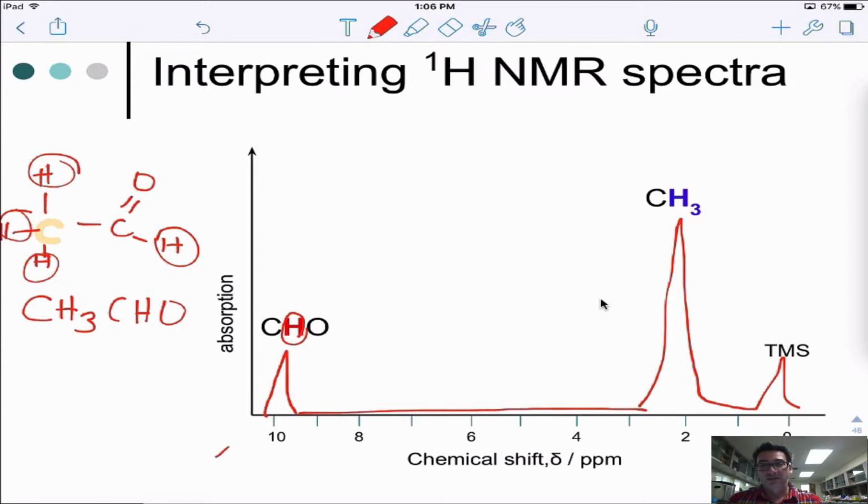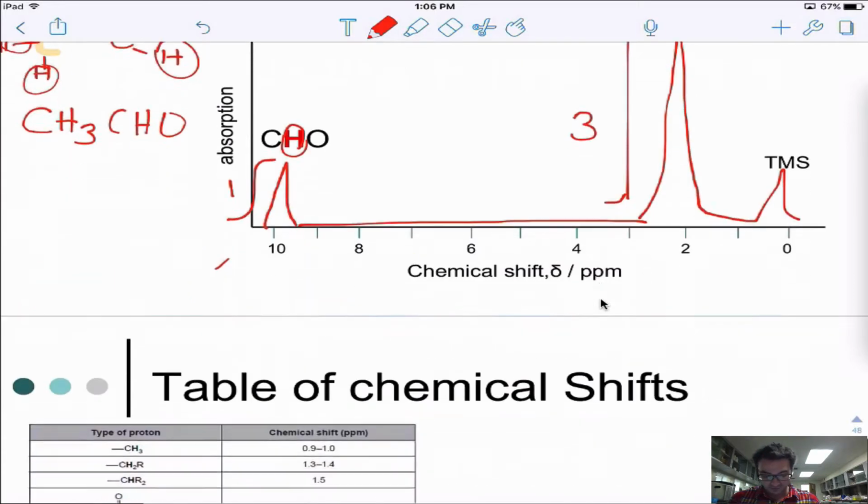Now what's interesting about this is we look at the height of the peaks, not only their placement. And so we see that this peak here is approximately 3 times the peak that we see over here. This allows us to tell not only the environment of the hydrogen, but how many hydrogens there are in that particular environment. Now, there is a standard table that you can look at and actually compare your results to.